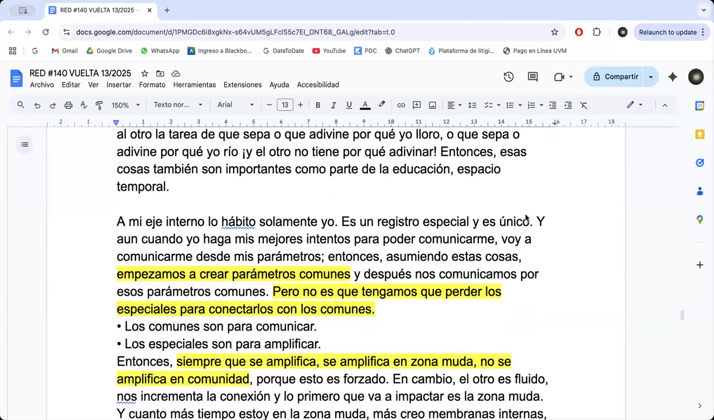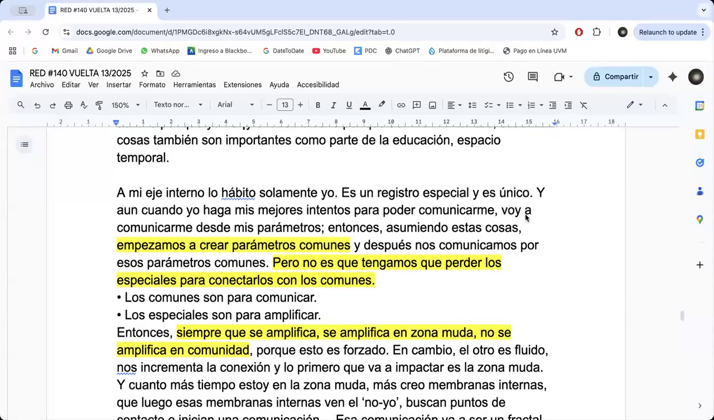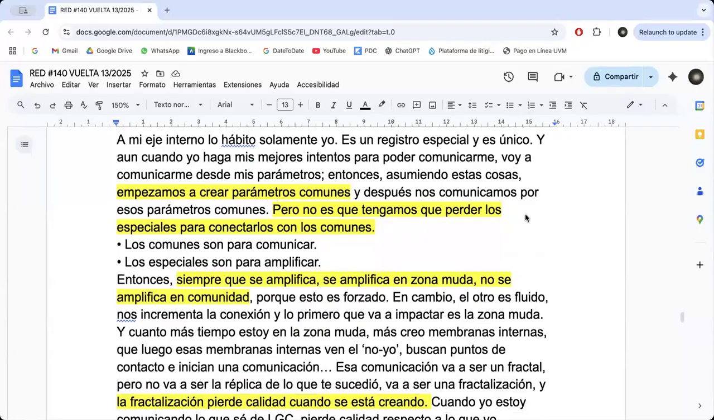Okay, so all of these things are very important for this space-temporal education, because the internal access, I am the only one that inhabits that. I am the only one that inhabits that internal access. It is a special registration and it's unique. So even when I do my best attempts to communicate, I am going to be communicating from my own parameters. So if I know these things, if we assume these things, we begin to create common parameters. And after we create common parameters, we're going to be able to communicate through those common parameters.